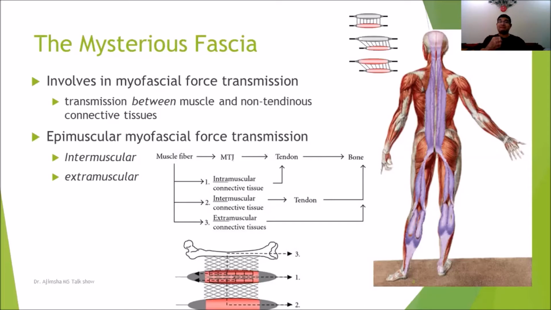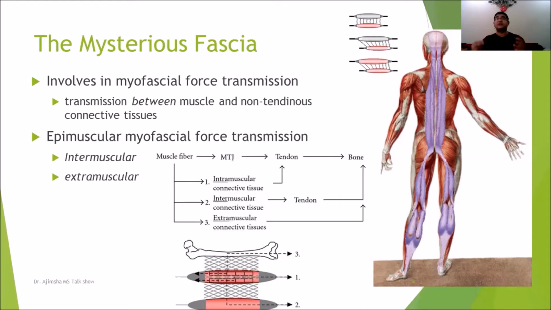The first one, the intramuscular pathway, is the classical one. And the epimuscular pathways are the second and third. They are intermuscular, if force is transmitted between two neighboring muscles where there is continuous connective tissue at their muscle belly interface. And the third one, you can see, is extramuscular, if force is transmitted between the epimysium of a muscle and an adjacent non-muscular structure. So you can see how different types of myofascial force transmission are happening.